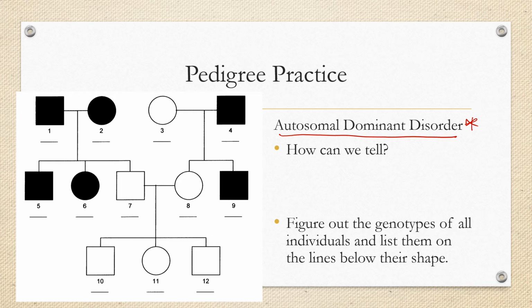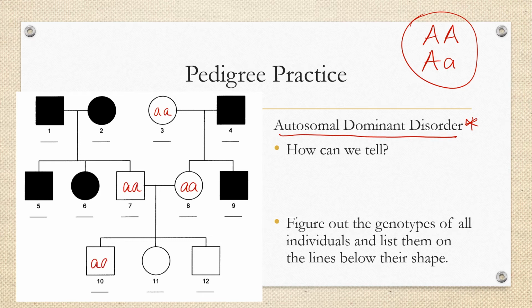If it's dominant, that means I'm going to see the trait with people who have any combination of a capital letter. The empty shapes are going to be recessive because these people are not carrying the trait. All of these other people will have at least one big A because it's a dominant trait. I can't fill in other information just yet.